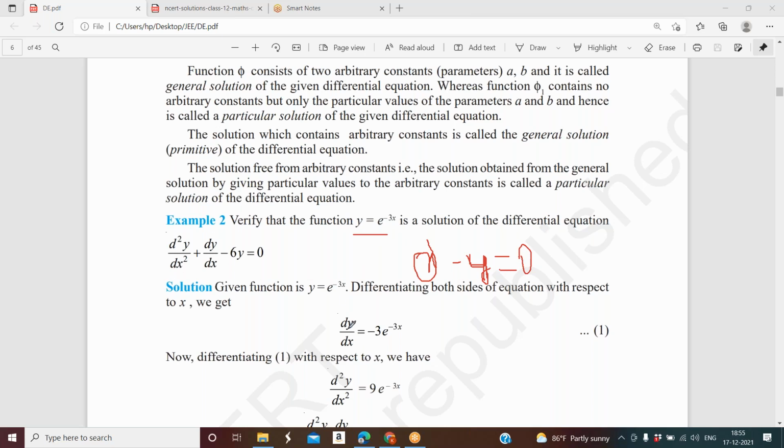So for this I should find dy by dx. If I differentiate y with respect to x, on the right hand side I get the differentiation of the exponential function, e power minus 3x, times the constant, minus 3. Then I differentiate again to get d square y by dx square, because I need to substitute it in the equation. Again I get e power minus 3x, and one more time a constant of minus 3, so it becomes plus 9. Then substitute everything in the equation and check whether it is 0 or not.